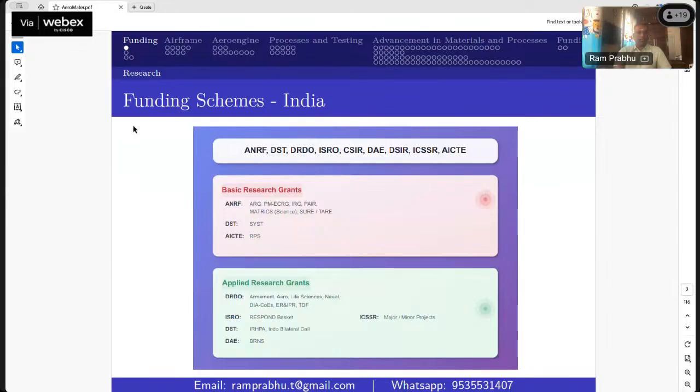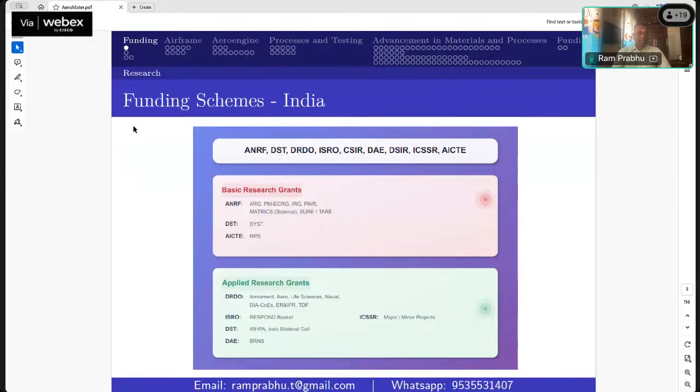Second is DST, and DRDO, ISRO, CSIR, Department of Atomic Energy. If you have a partner from the industry, then you can apply for funding in the Department of Scientific and Industrial Research. Assuming you want to use your science and technology to solve social science engineering problems, then there is a funding agency called Indian Council of Social Science Research. Of course, all of you know about AICTE since you are in academics.